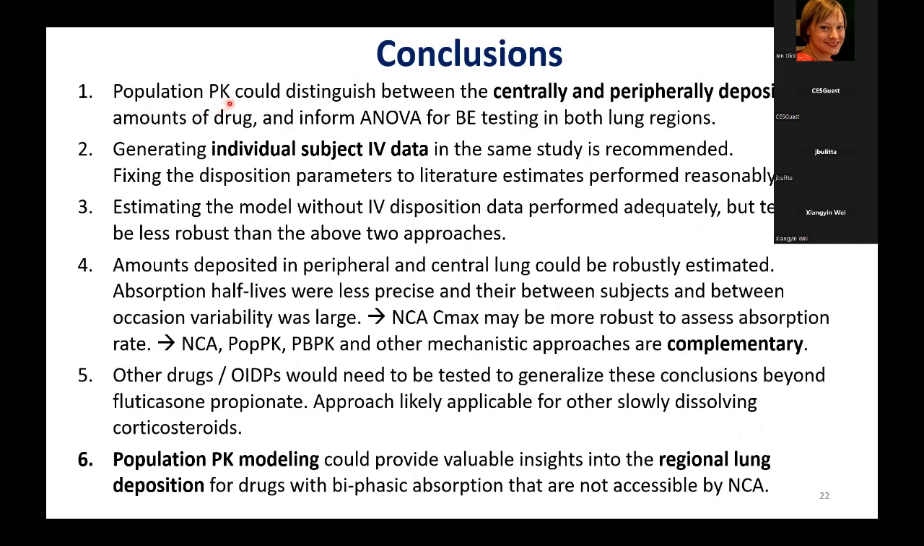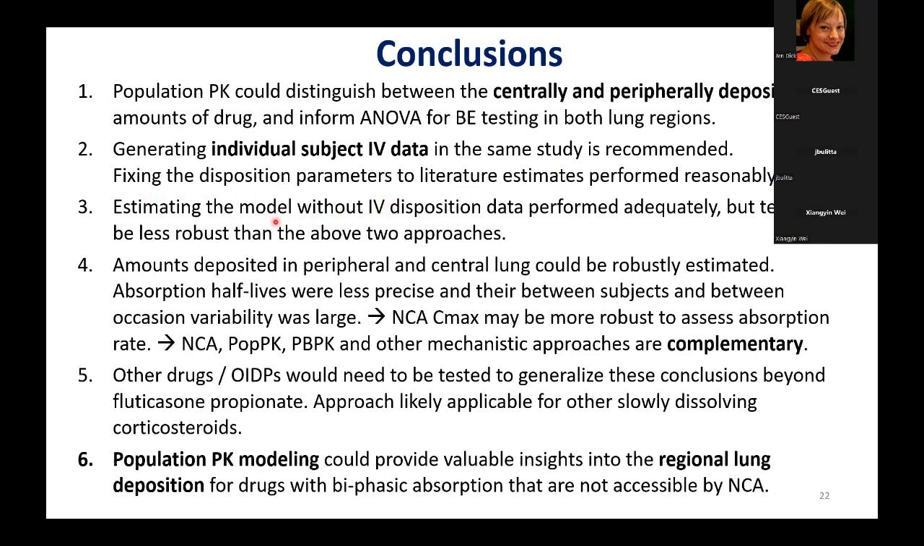So in conclusion, POP-PK is a top-down approach, as Dr. Feng has already said, which could very nicely distinguish between the centrally and the peripherally deposited doses in lung. And it could inform ANOVA and BE testing in both lung regions. Generating individual subject level IV data in the same study is recommended if possible. The next best thing is to have fixed population PK parameter estimates for the drug disposition, so the clearances and volumes of distribution based on a literature study.